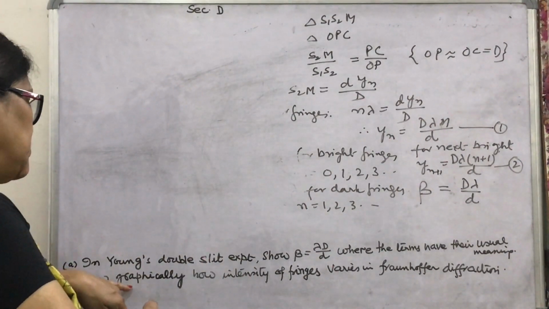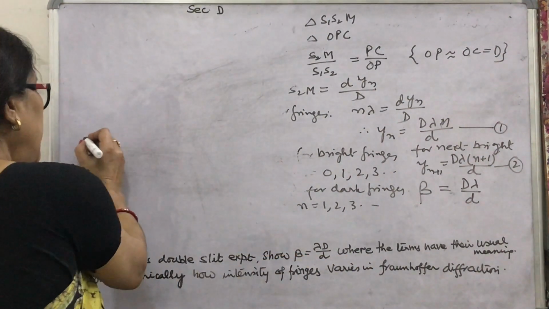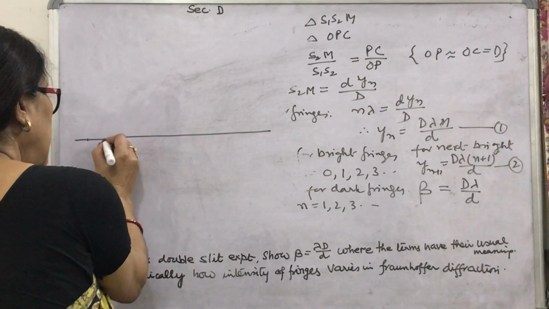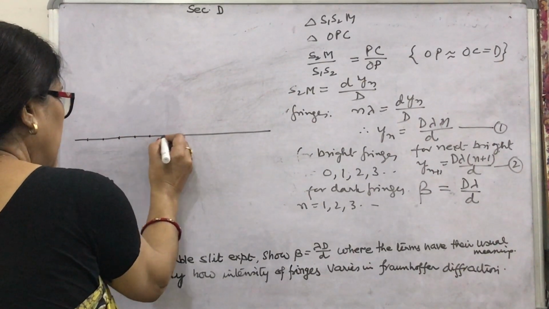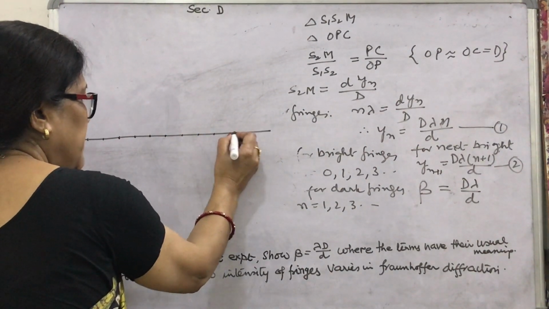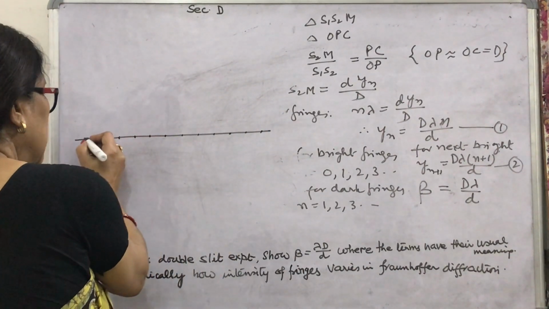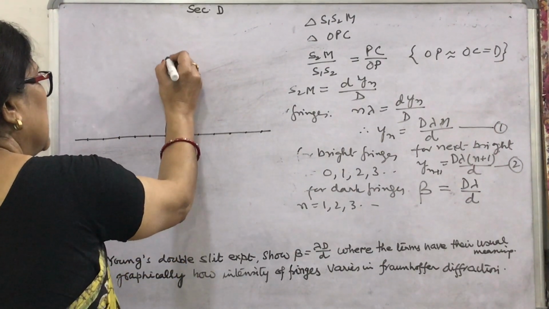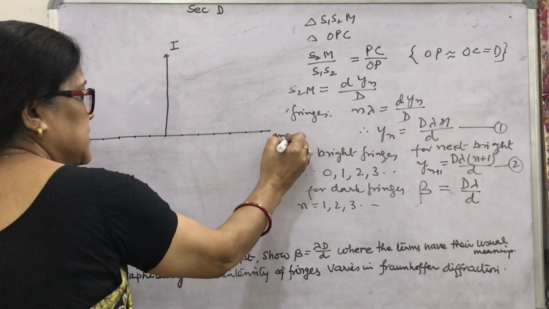In part B, show graphically how the intensity of fringes varies in Fraunhofer diffraction. In Fraunhofer diffraction, we get a fringe pattern like this. How to show it? You mark points on a straight line at equal distances, and in Fraunhofer diffraction the central maximum width is twice that of the other secondary maxima and it has the largest intensity. This is the intensity axis, where we write I, and this is the angular fringe separation.